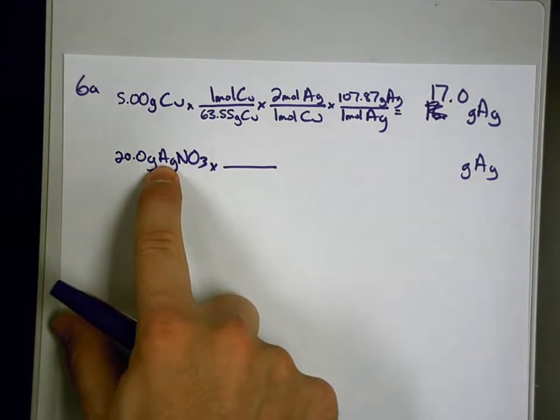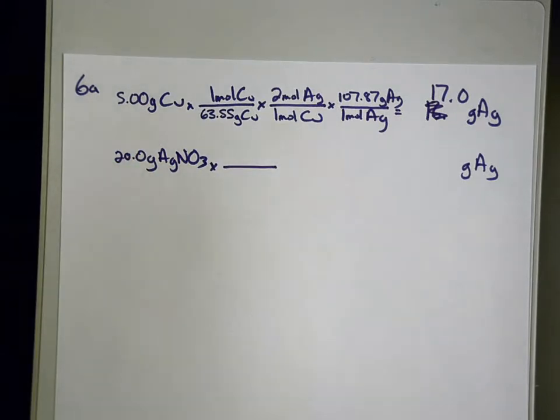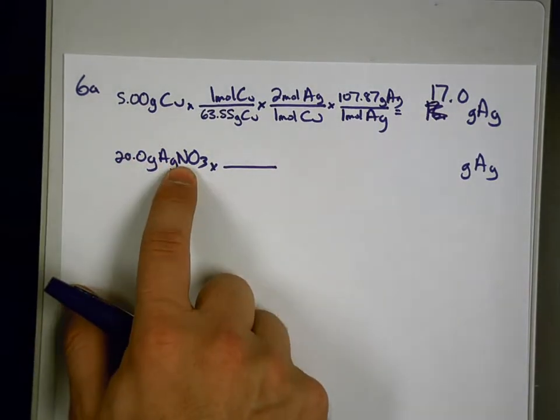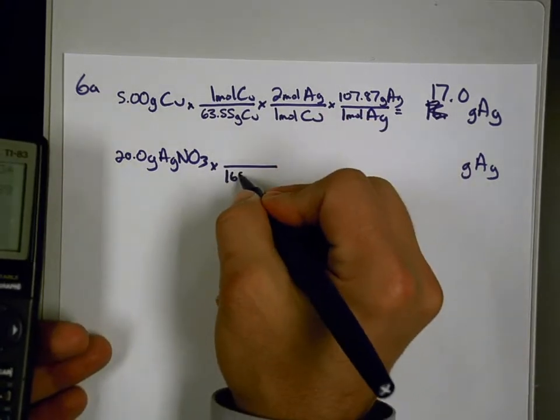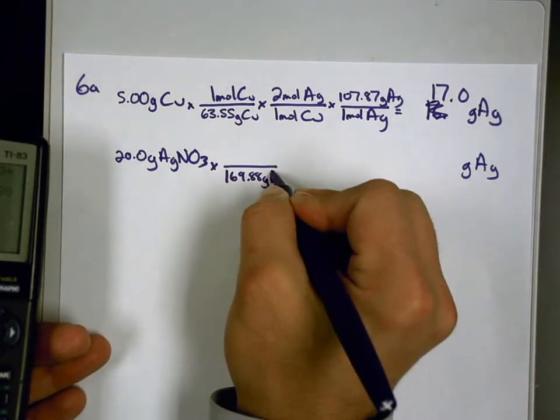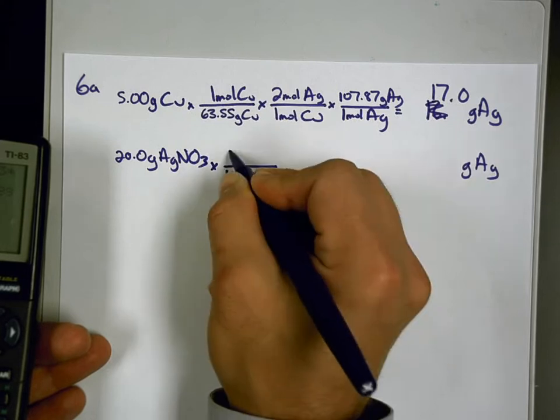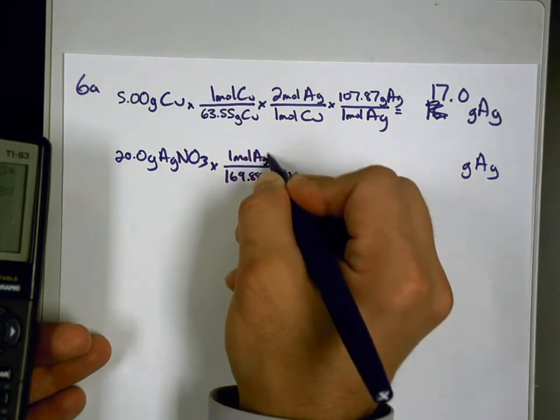Now let's do the same thing with silver nitrate. So now this time we need to add 107.87, the molar mass of silver, plus 14.01, the molar mass of nitrogen, plus 3 oxygens, which would be 3 times 16. And we get 169.88 grams of silver nitrate per 1 mole of silver nitrate.